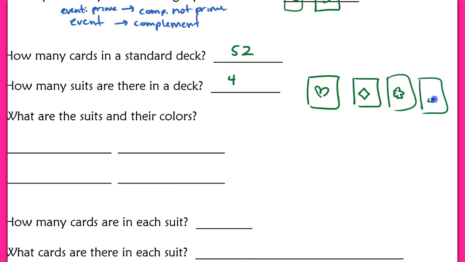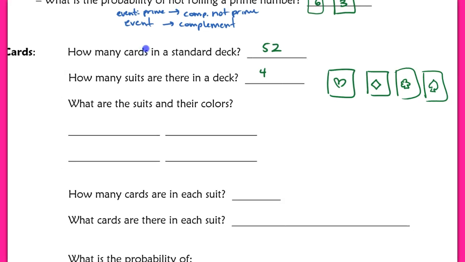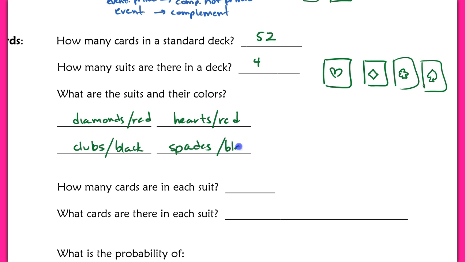So there's a spade, kind of. So those are your options, the 4 different suits. And for the suits and their colors, you've got diamonds, and that's red. You've got hearts, which is also red. You've got clubs, and those are black. And you've got spades, which are also black.